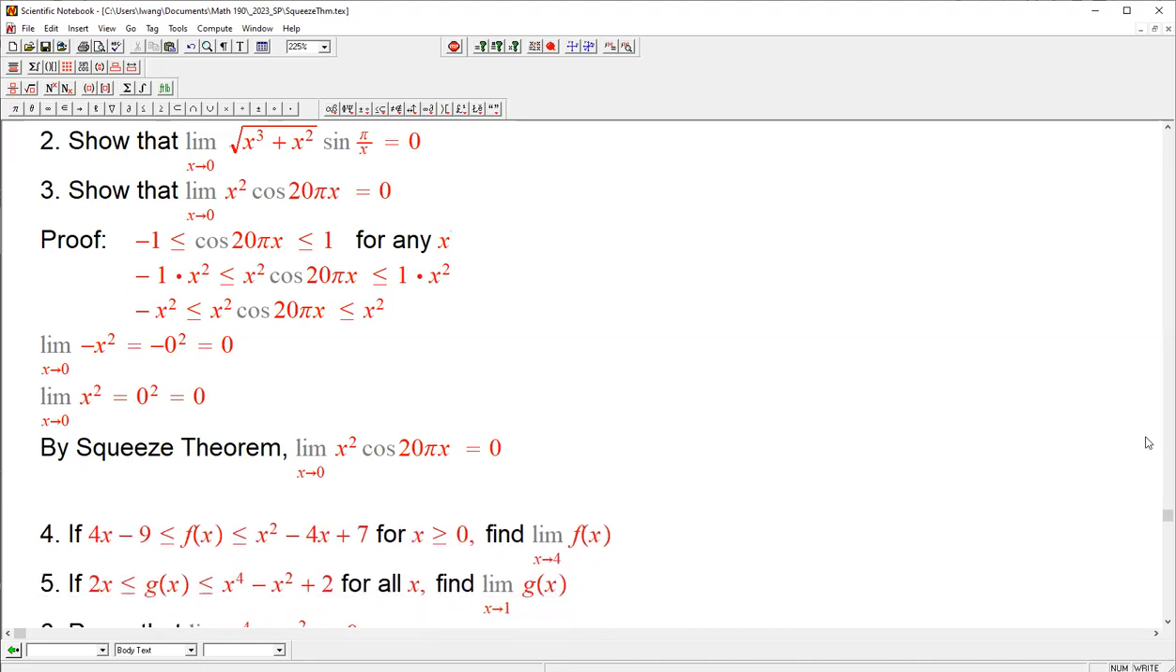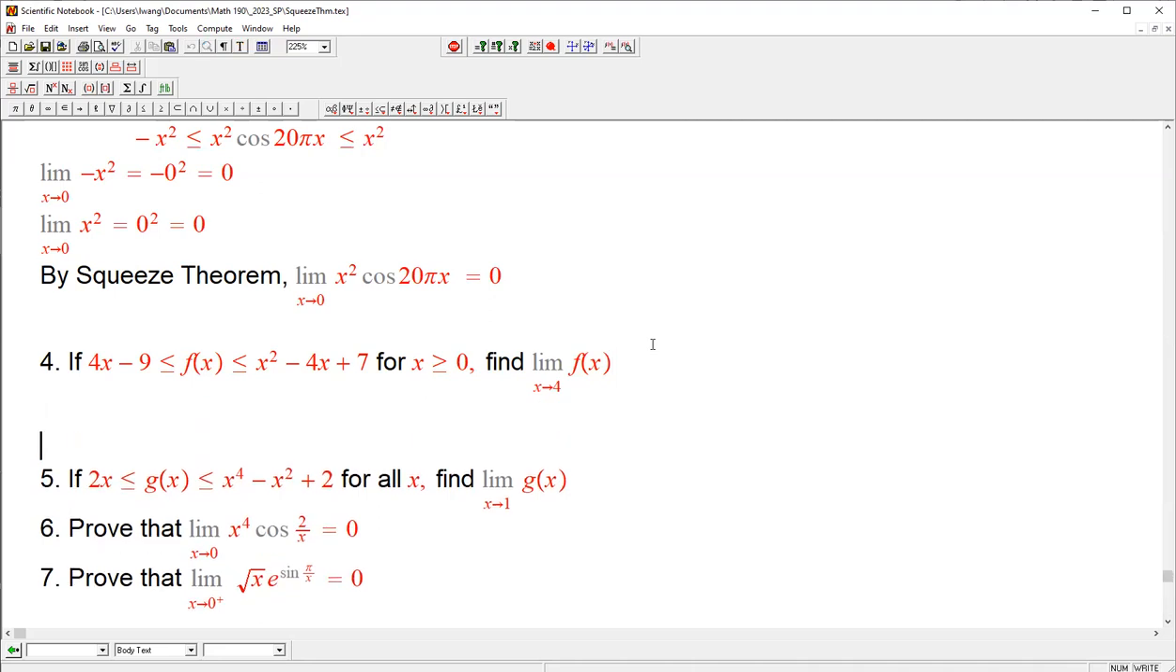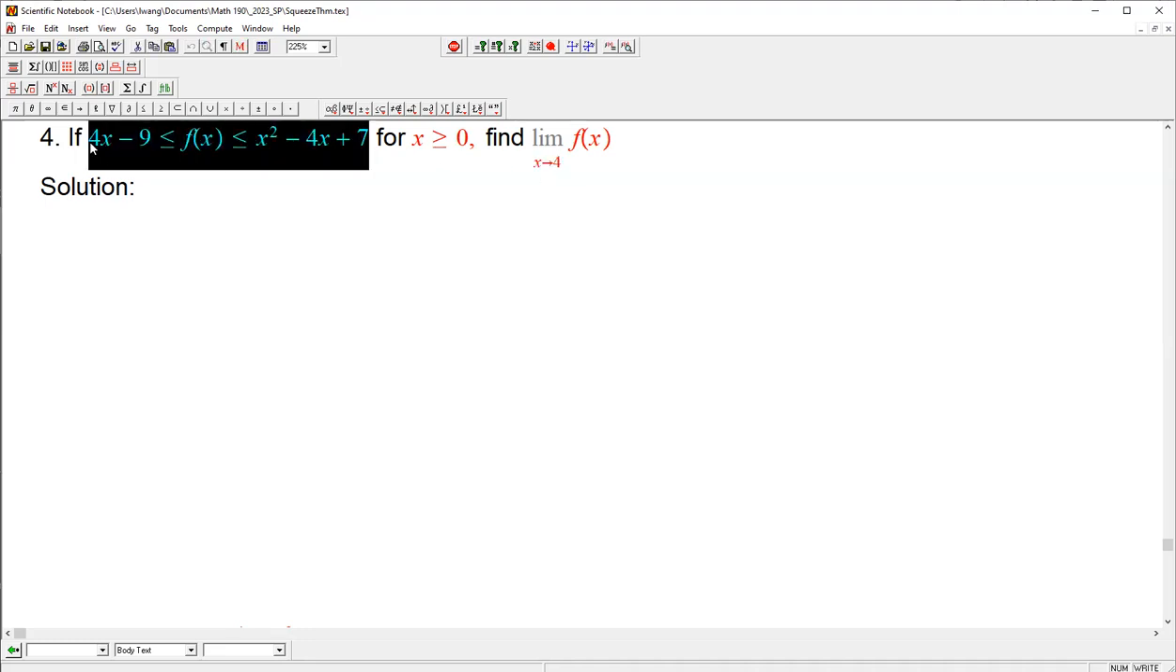And these are two other questions, they're all from the textbook. Number 4 is slightly different, because it's already given that f is between the two. So the proof is going to be pretty straightforward. All we have to do is that we know it is in the neighborhood of 4, and we know this relationship is true, x is greater than or equal to 0. So in the neighborhood of 4, we can assume this relationship is true. And then we just take limit.